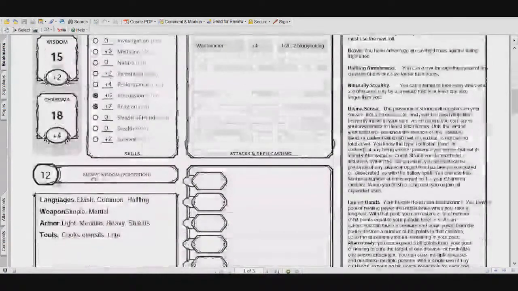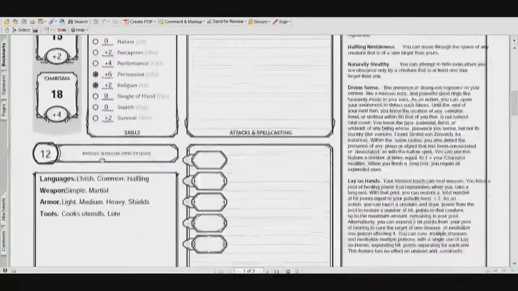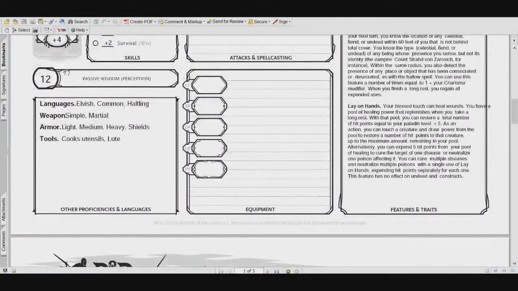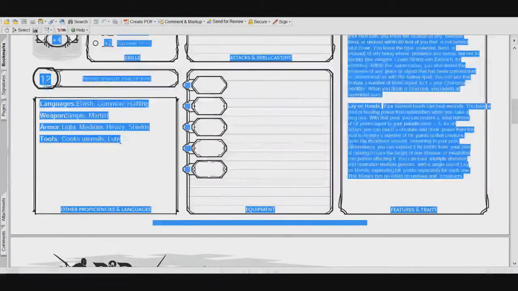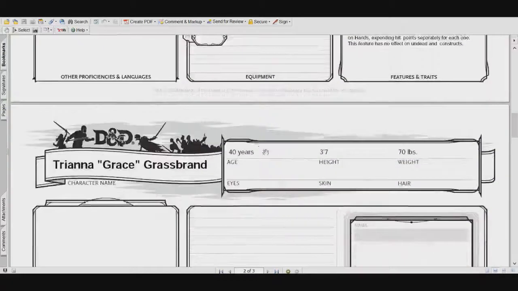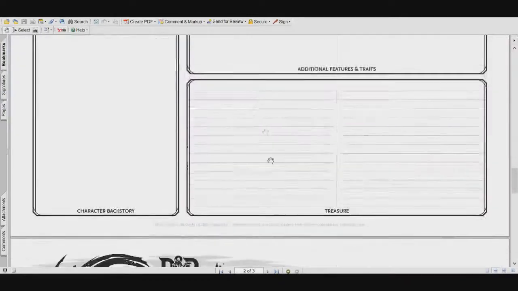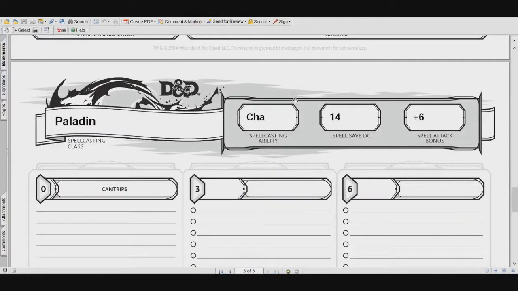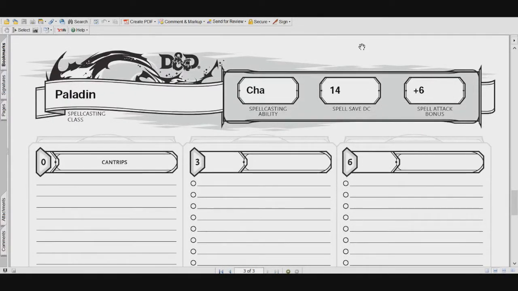Oh, I meant to talk about this first, but we will jump into this now. No, actually, I'll leave this for the end. Your passive perception, I will leave that for the end because I will explain exactly how to figure that out when I explain how to figure this out, your spellcasting.